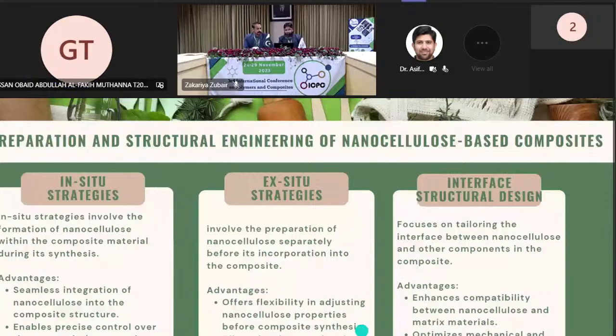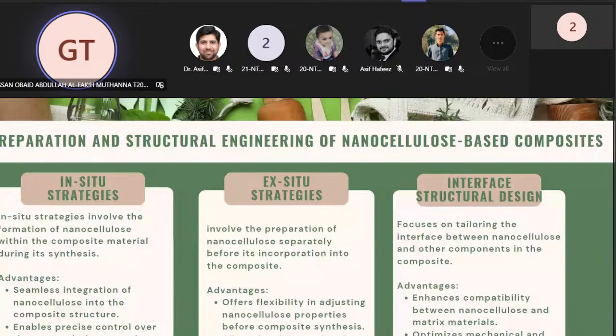So this is what sets apart ex-situ strategies from in-situ strategies. And lastly, interface structural designs, and from the name, they focus on tailoring the interface between nanocellulose and the other components in the composite. Main advantages are that they enhance the compatibility between nanocellulose and matrix materials and optimize mechanical and chemical interactions within the composites. Further explanations will be provided in the next few slides, so please bear with me.